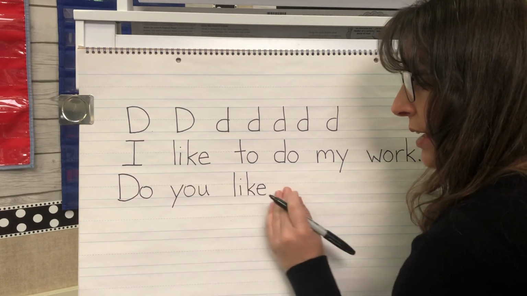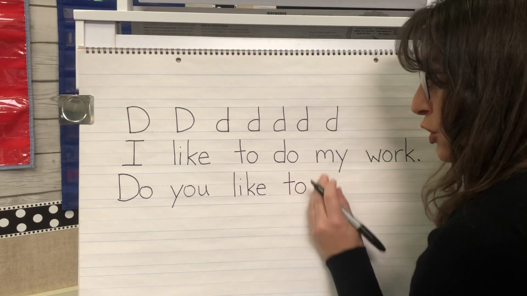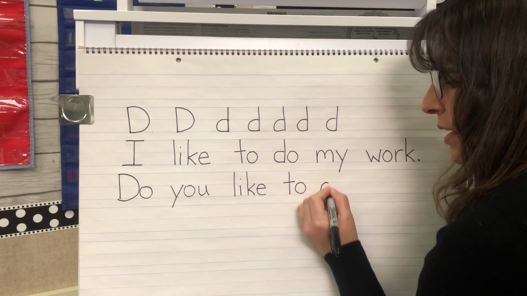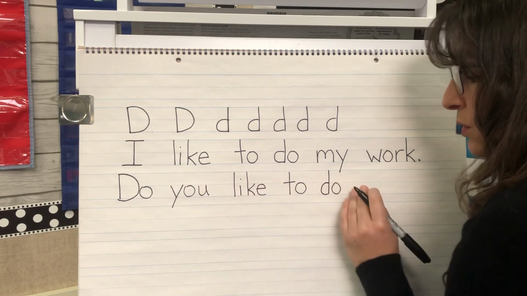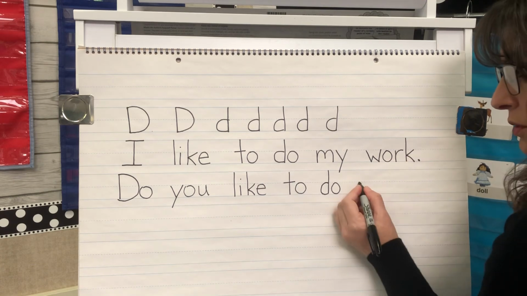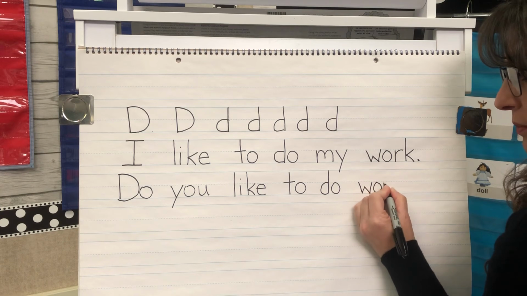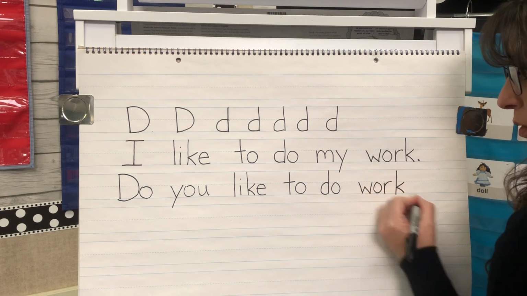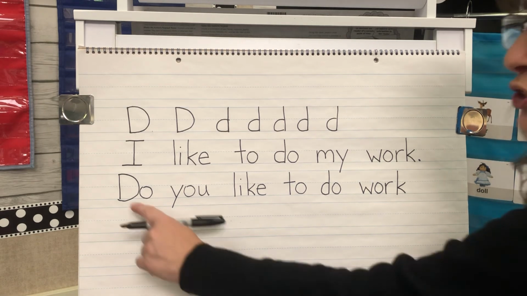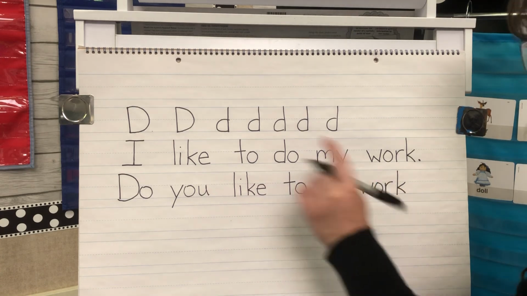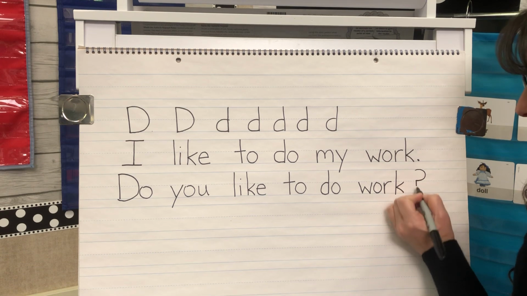Y-O-U. Do you, space, like, that's been a sight word. Do you like to do, C first, and then the line D-O. Do you like to do, space, work? It's the same word. W. I know we don't hear the O, but it's there. Work. Now, I cannot end this with a period because it's not a regular sentence, it's a question. Do you like to do work? It's asking a question, so I need a question mark. Question mark is a backward C, a little line, and then the dot.